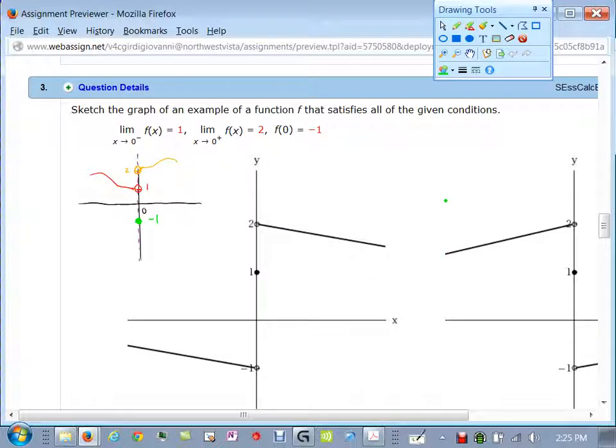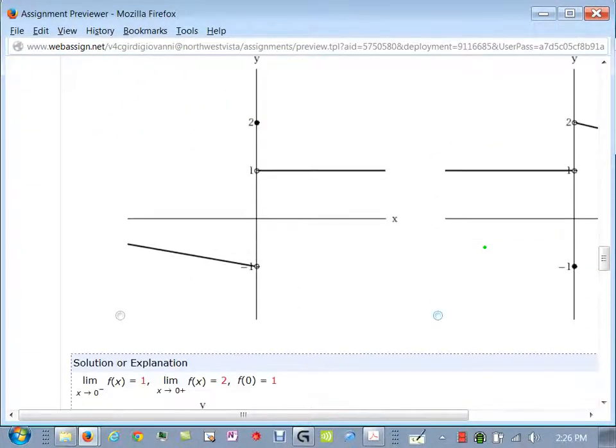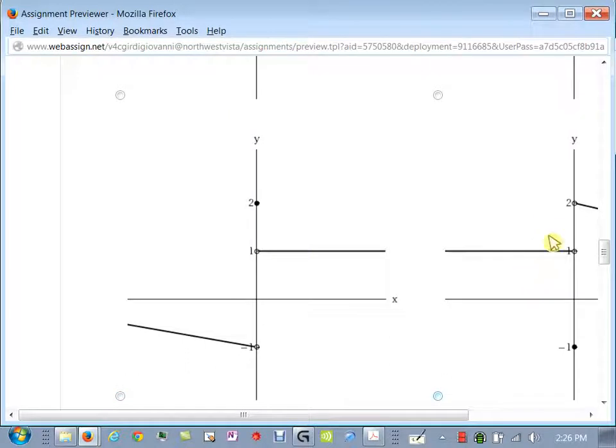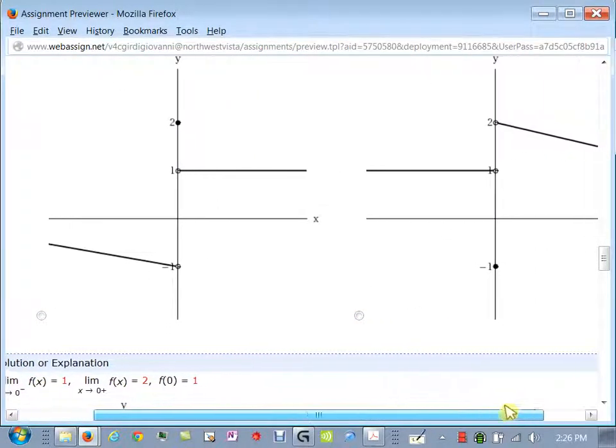So which of these would look like that? Not this one, not this one, not this one. Here we go, this one right here. Approaching 1 from the left, approaching 2 from the right, and at 0 we are -1.